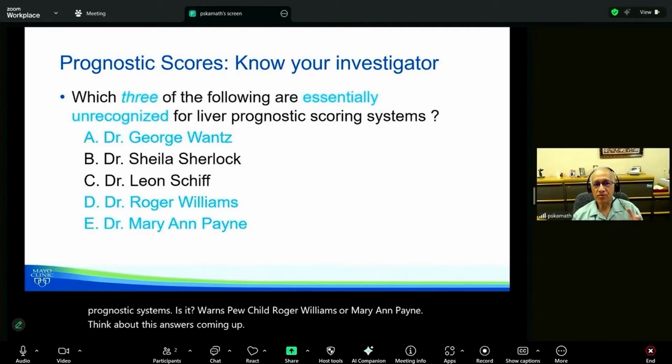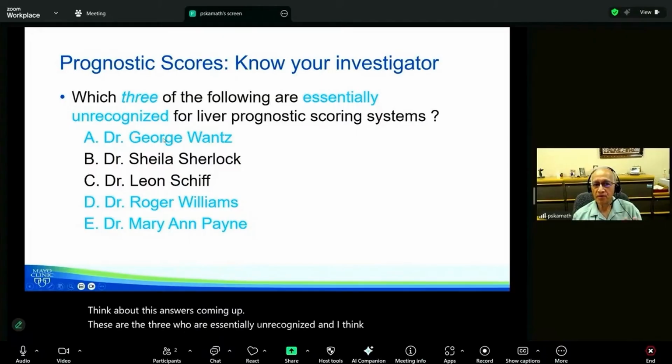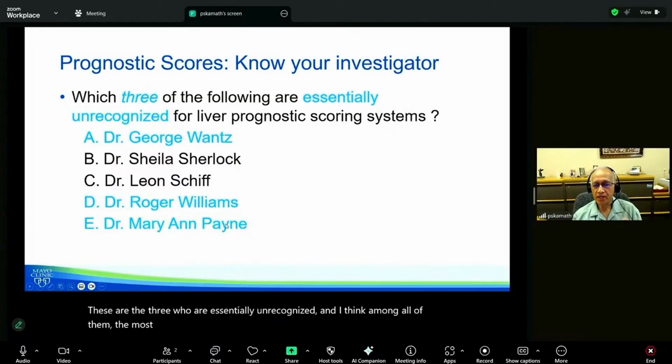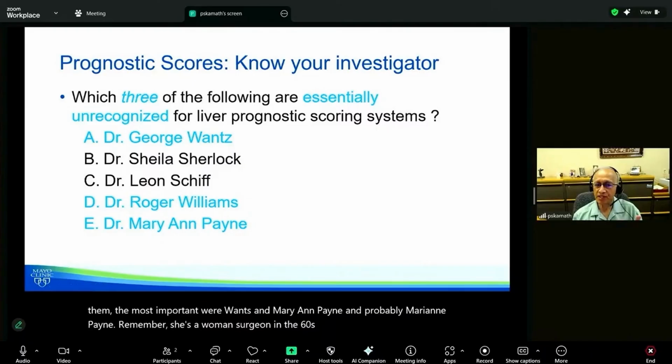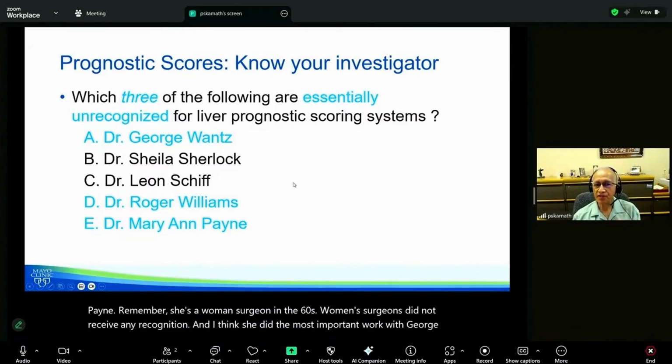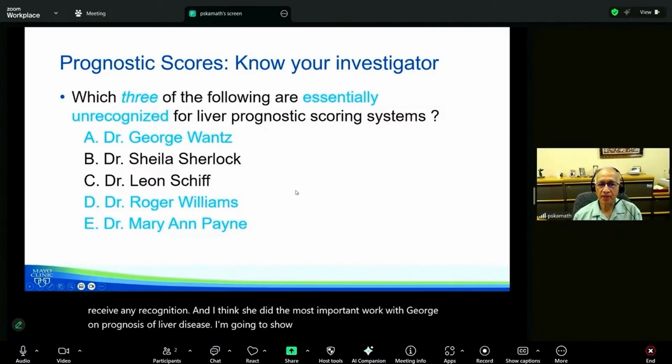These are the 3 who are essentially unrecognized. And I think among all of them, the most important were Wants and Mary Ann Payne, and probably Mary Ann Payne. Remember, she's a woman surgeon in the 60s. Women surgeons did not receive any recognition. And I think she did the most important work with George Wants on prognosis of liver disease. I'm going to show you her paper in a bit.